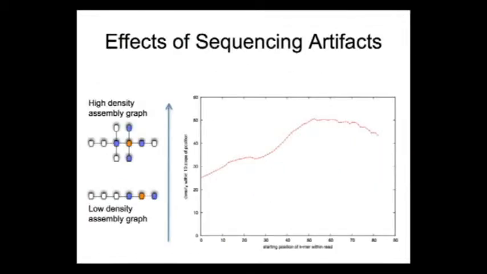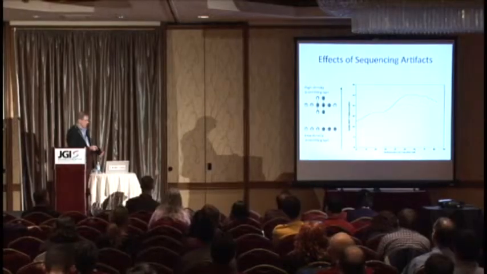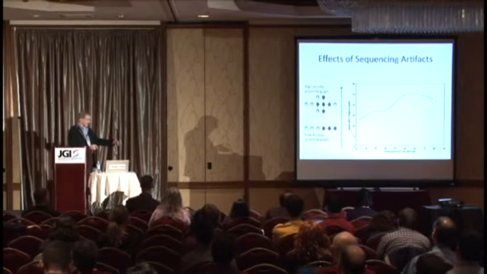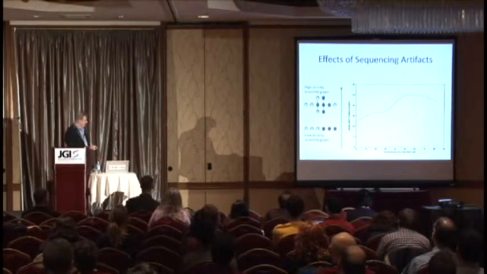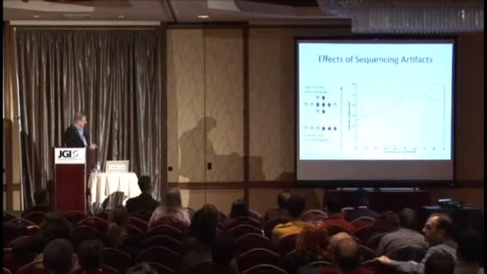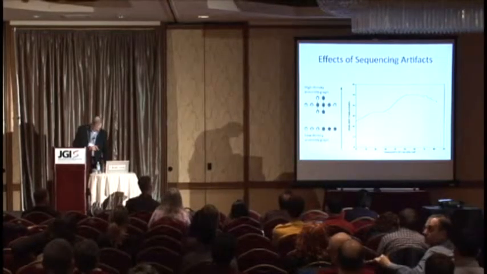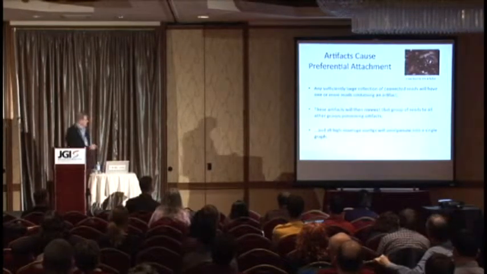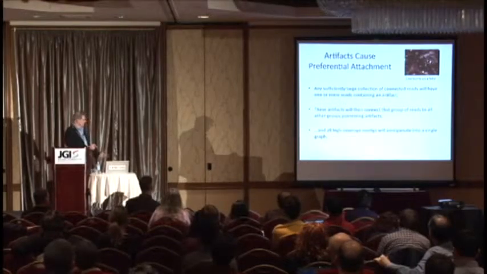So one of the problems that appeared is indicated here, and that is as you get more sequence, you get less assembly. That is because you begin to get artifacts in linkages because of errors in the Illumina sequencing. So the more you sequence, the more you get an error that will connect it to something that already exists. So here is the low density assembly graph. Here's a higher density assembly graph illustrating this problem. So the artifacts cause preferential attachment, as I indicated.